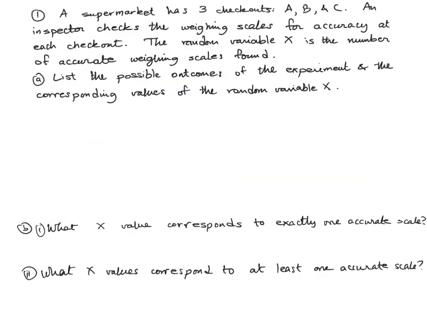So here's an example. A supermarket has 3 checkouts, A, B, and C. An inspector checks the weighing scales for accuracy at each checkout. The random variable X is the number of accurate weighing scales that are found. So each scale is either accurate or inaccurate. And so the outcomes are each time accurate or inaccurate, but the random variable X counts or lists the number of scales that were found to be accurate.